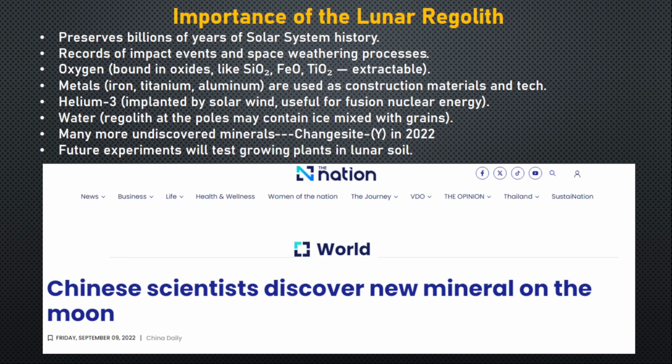It means that if we all put our hands together and all nations focus on the moon, we can make even more discoveries. Future experiments will test growing plants on the lunar surface. So these are the reasons why the lunar regolith is important.